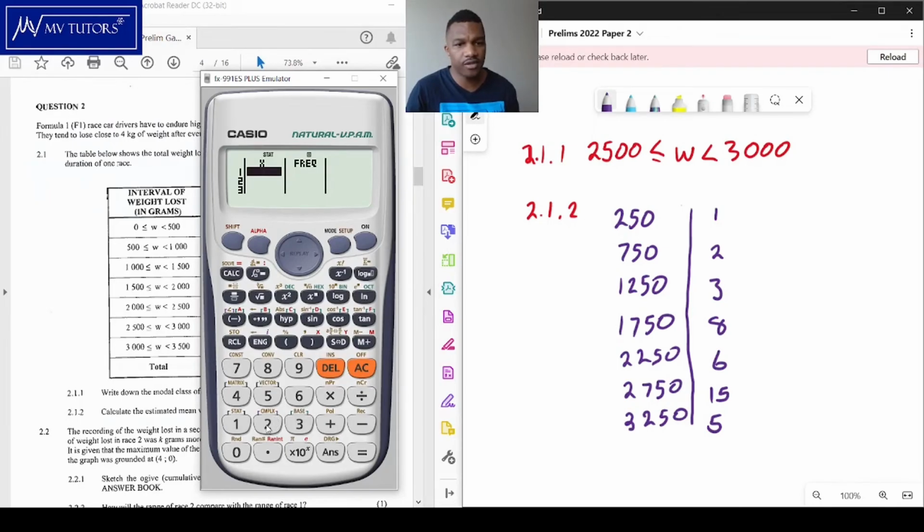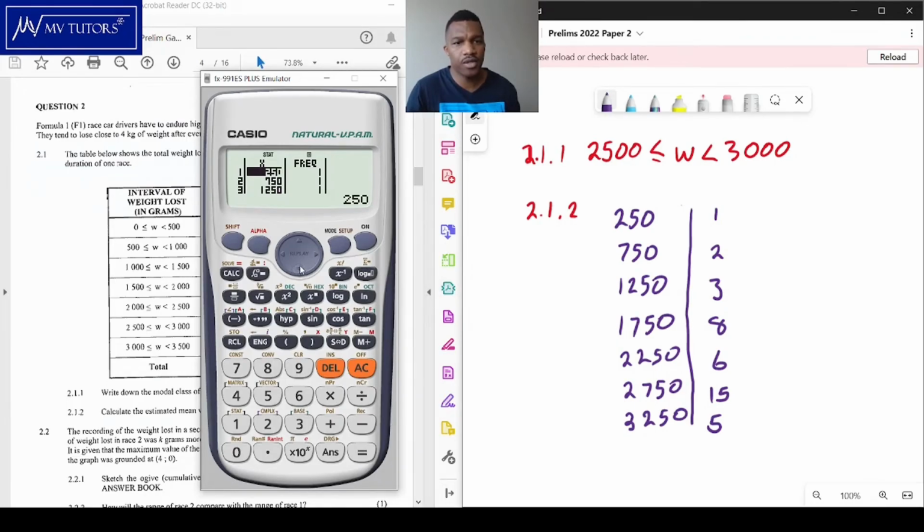So let's put the results. 250 equals 750 equals 1250 equals 1750 equals 2250 equals 2750 equals 3250 equals. So we've got 7 data points. 1, 2, 3, 4, 5, 6, 7.